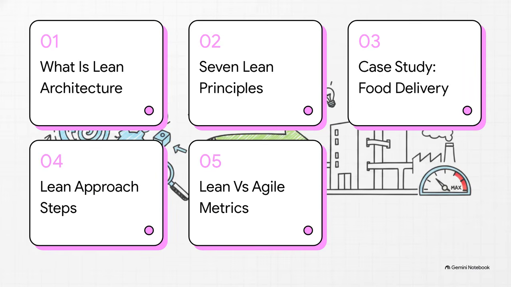Here's our quick roadmap for today. We'll cover what lean architecture is, dive into the 7 lean principles, look at a real-world food delivery case study, explore the lean architecture approach itself, and finally, compare lean versus agile metrics.